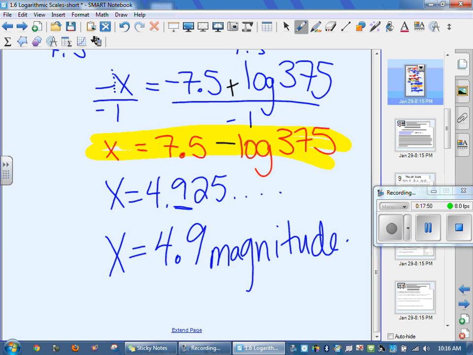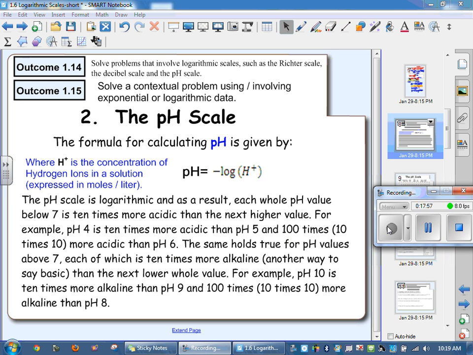Now we're talking about the pH scale. You deal with the pH scale a lot in chemistry. Now you're going to deal with this equation a lot, where you say pH is equal to the negative log of the hydrogen ions. H plus is hydrogen ions, and that's always in moles per liter, which I'm sure you're used to seeing.